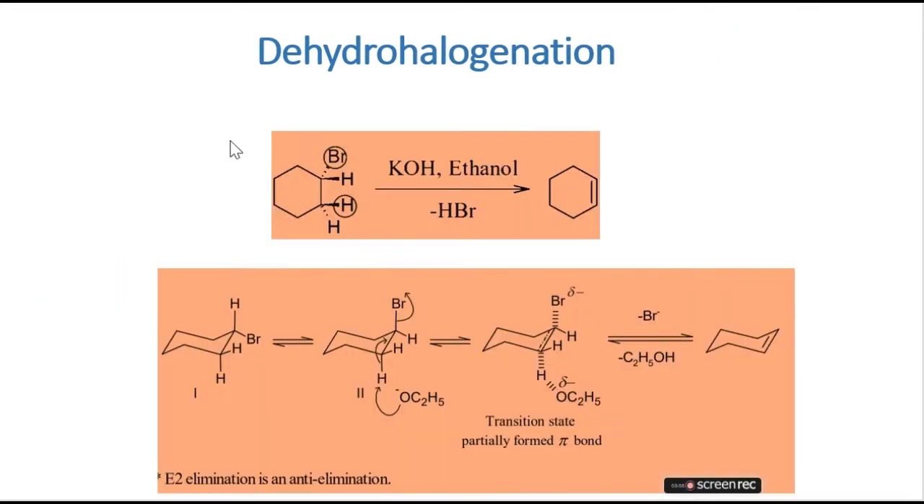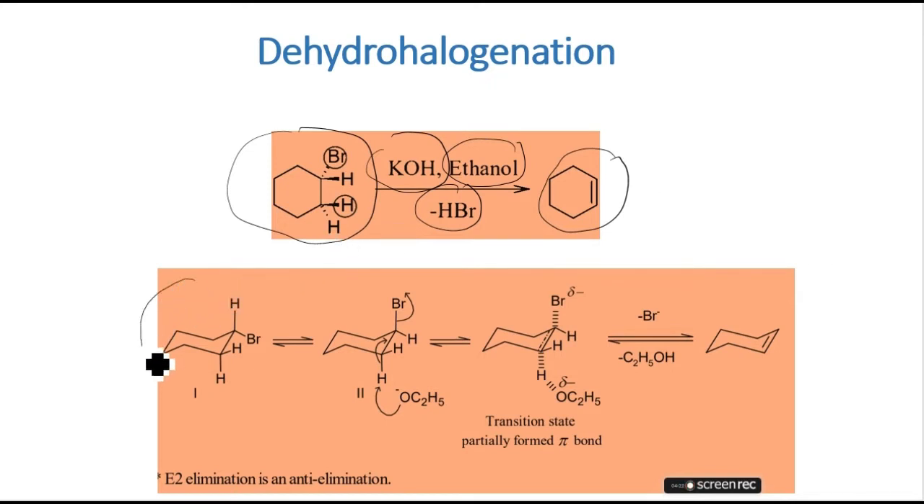You can see this is a six-membered haloalkane. When we react it with the base KOH in the solvent ethanol, HBr will be removed and this alkene will be formed. So how will this mechanism happen? We will draw the chair form of this compound.